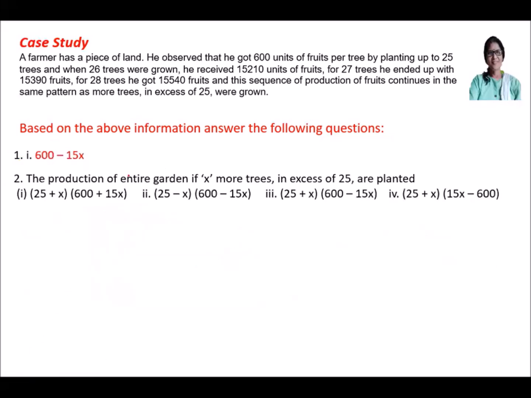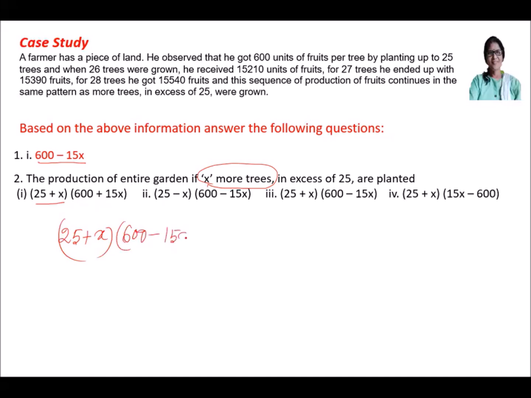Question number 2. The production of the entire garden, if x number more trees in excess of 25 are planted, then what will be the number of fruits? So certainly we have got this one per tree. It will be x number of more trees, so it will be 25 plus x. It will be then 25 plus x number of trees multiplied by per tree, I am getting 600 minus 15x.